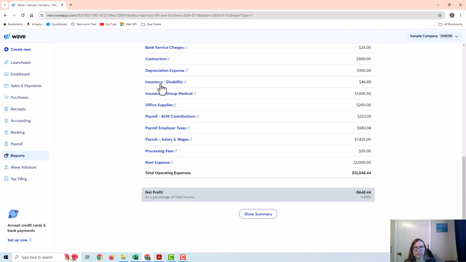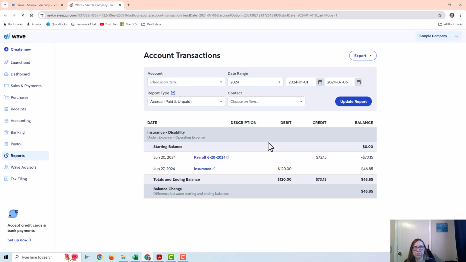And then let's also look at the disability insurance. It's going to be a similar concept. The employer paid $120, but then the amount the employees paid towards that is subtracted from the employer's expenses.